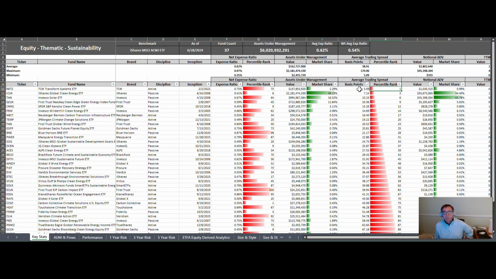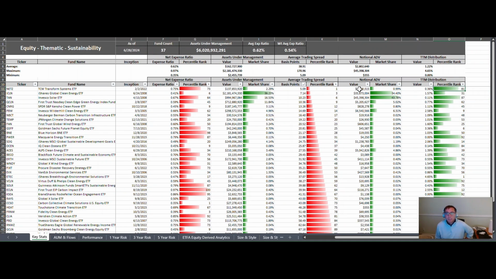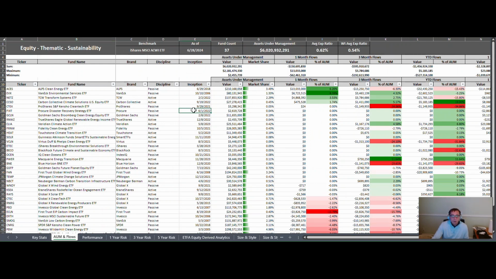Pretty unique to see this breakdown within a category, where a fund that doesn't have as many assets is trading at the smallest spread. But I think if you were to look under the hood of that fund, what you'll find is it's got a lot more liquid names in it versus many of the strategies in this category that have smaller cap names, more global names. Keep going across. We'll provide your ADV, your percentage of ADV for every fund, and then your trailing 12-month distribution, which really isn't that important for this category.